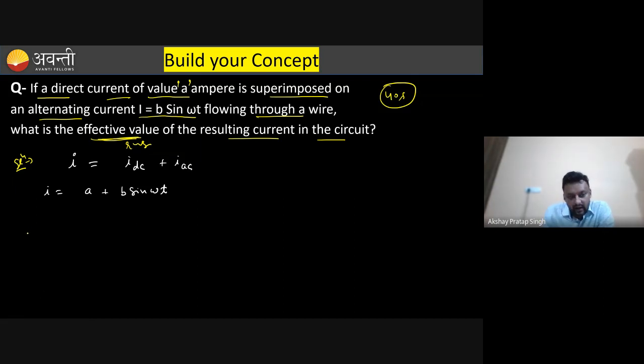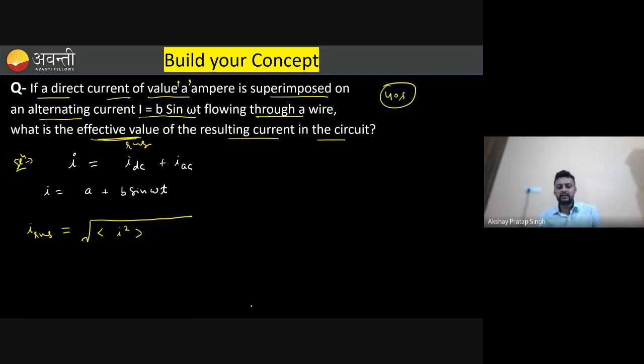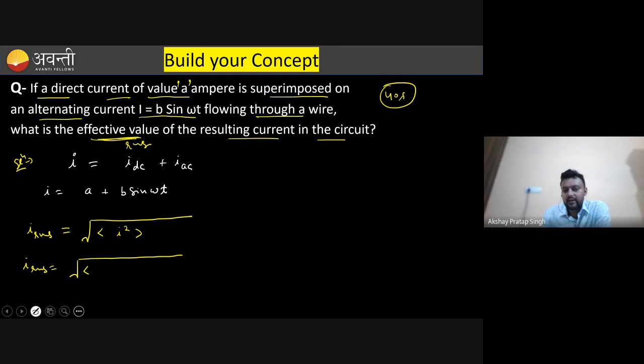Now, how do you write the RMS value? Here is the punchline. First of all, take a root. I told you. Then the average of I square. This is how you write RMS values. Is it clear? Now put the value of I. If you put the value of I, this I RMS will become the root of the average of, someone is saying A square plus B square by 2, root. JNV McCoy, very good. I hope this answer is correct.